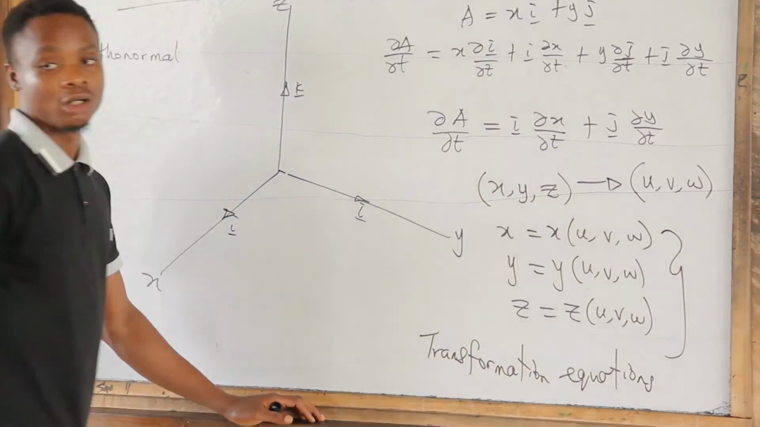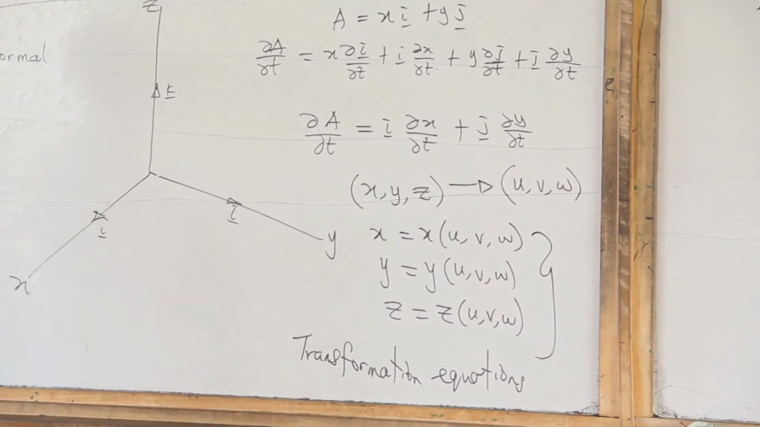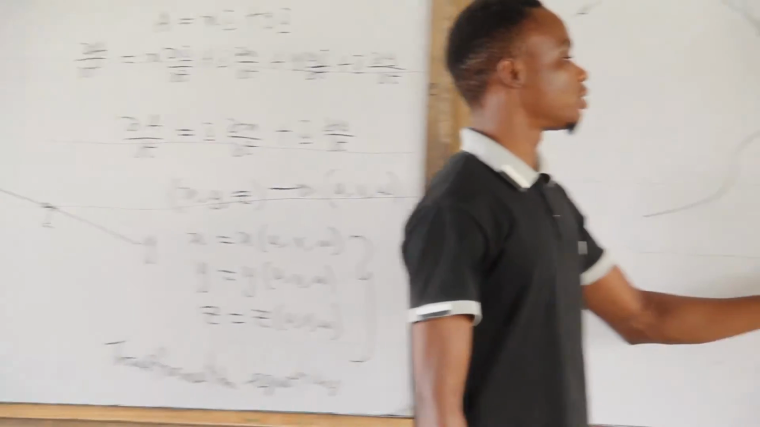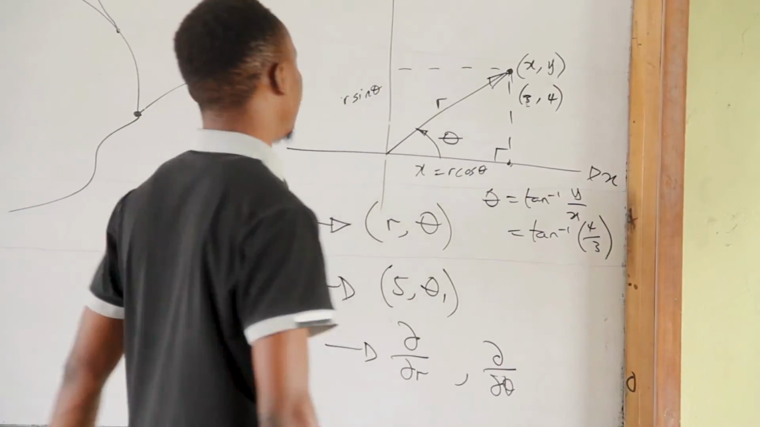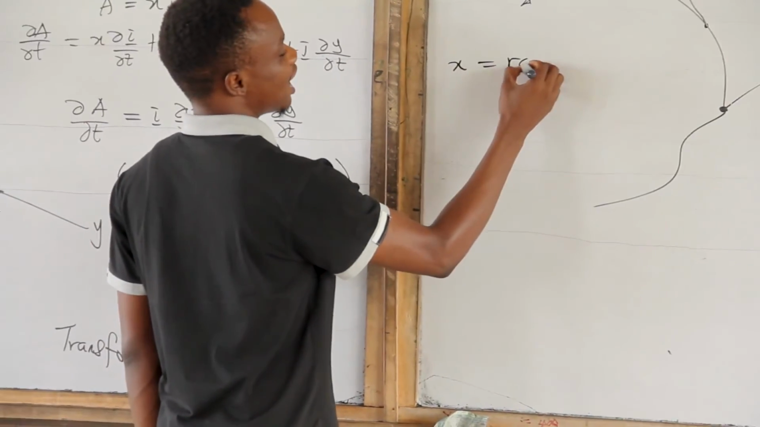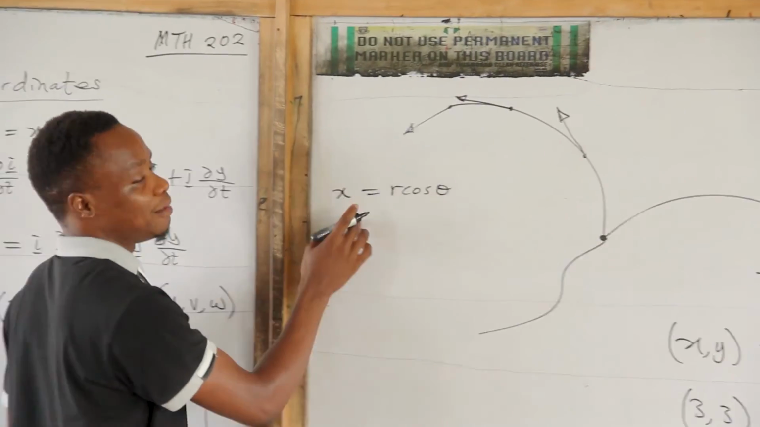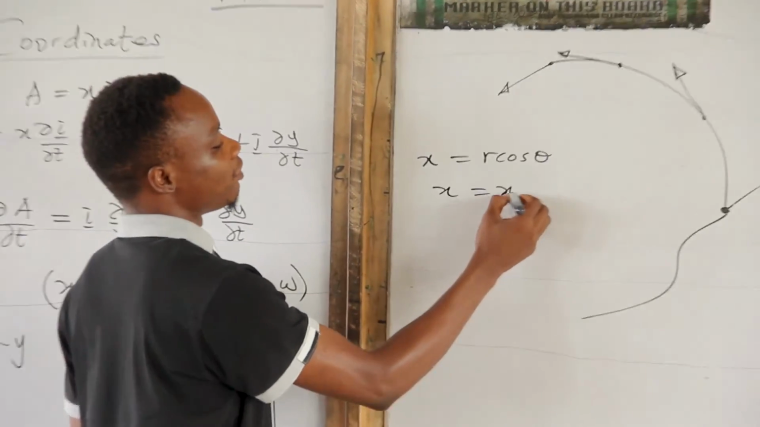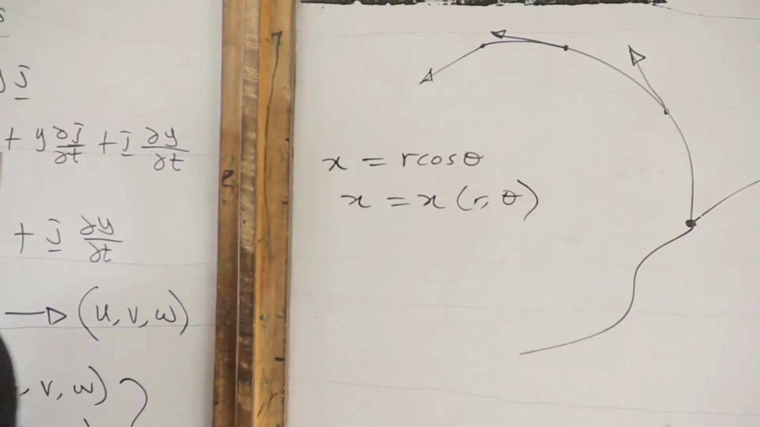Okay, that's what you call all of this. Does it make sense? Just like if I want to go from XY, so from this XY coordinate system to the polar coordinate system, I'm going to have x equal to r cos theta. This is the same thing as writing x as a function of r and theta. Is it making sense to you?